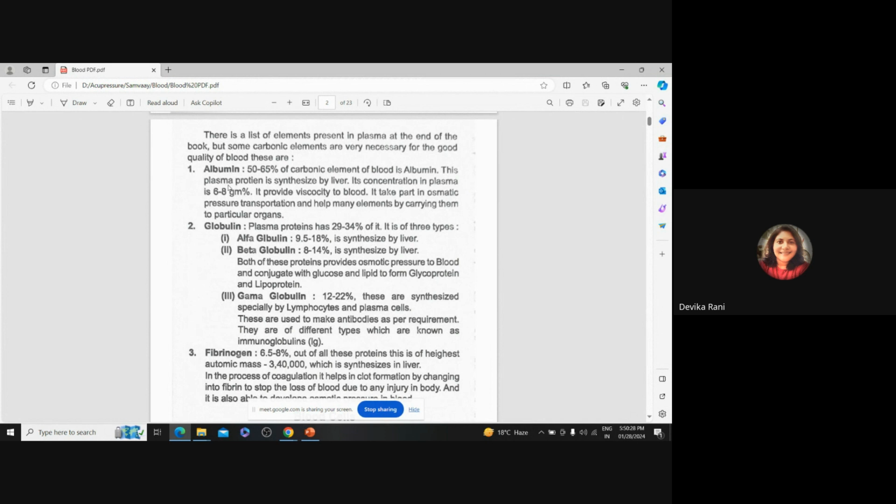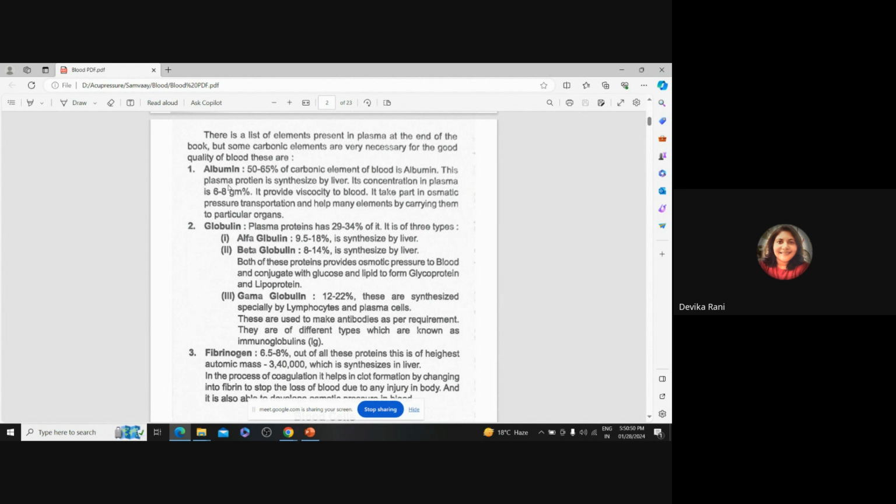Right now, then we have globulin. Plasma protein has 29 to 34% of it. It is of three types. First is alpha globulin, which is again synthesized by the liver, that is 9.5 to 18%. Beta globulin, again it is synthesized by the liver, 8 to 14%.